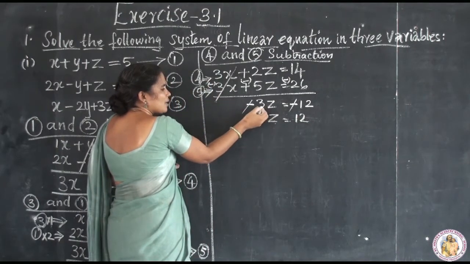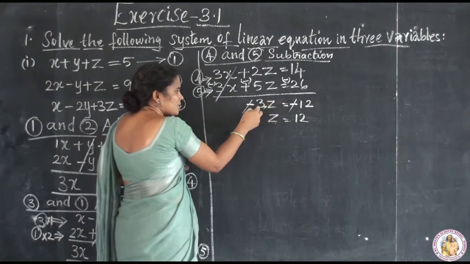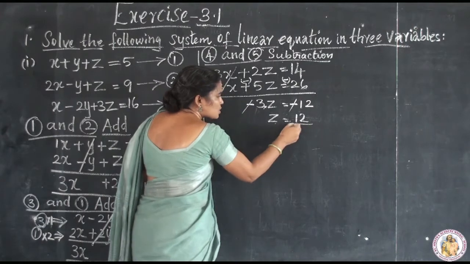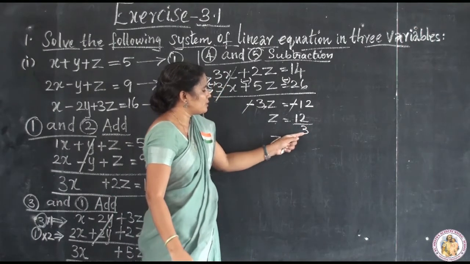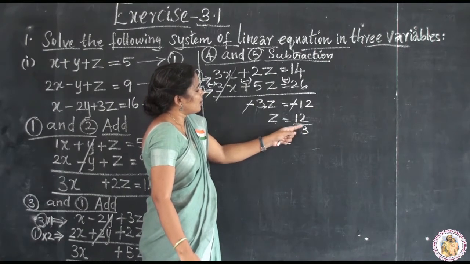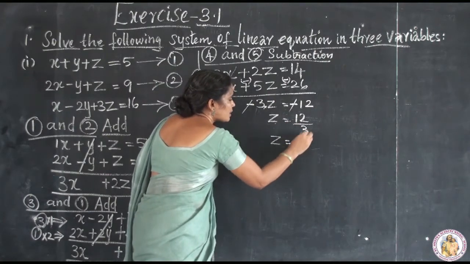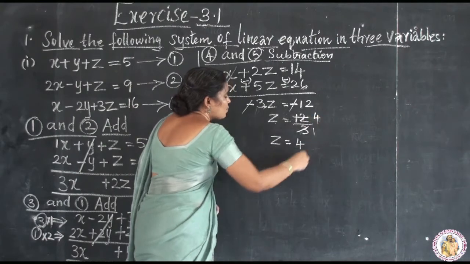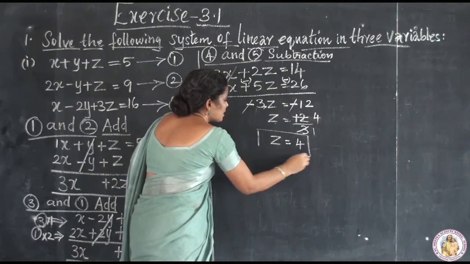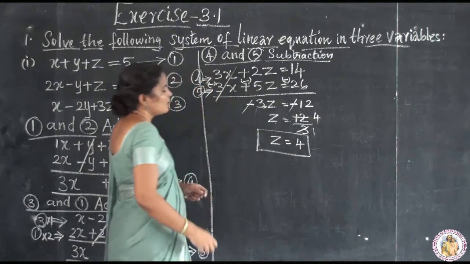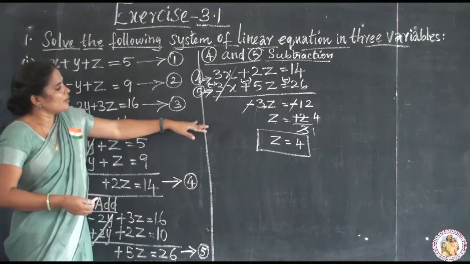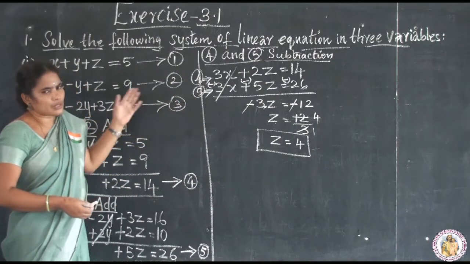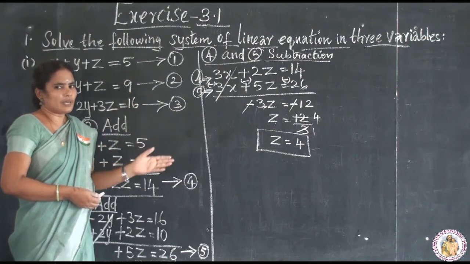Here the variable and constant value are together in multiplication; if it goes to the right side, it becomes division. So z is equal to how many times it is 12? 3 fours are 12. So cancel: 3 ones are 3, 3 fours are 12. Therefore z is equal to 4. We got the first value, z is equal to 4. Using this z is equal to 4, we are going to solve the values of x and y.